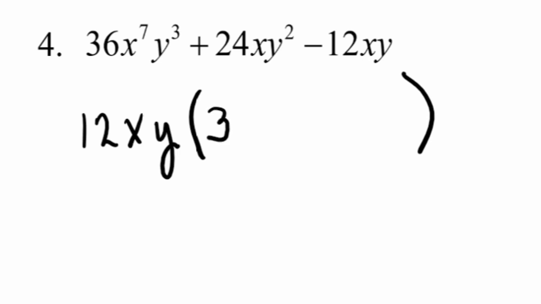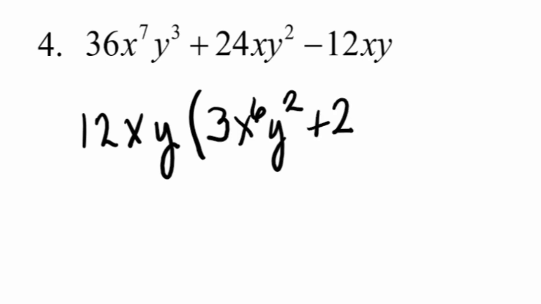We factored out 1x out of the 7 that were there, so we have 6 x's remaining. We factored out 1y out of the 3 y's that were originally in the first term, so we have 2 y's remaining. For our second term, 12 divides into 24 twice, times 2. We've pulled out the x, so no x's are remaining. And we've pulled out 1y out of 2, so we have 1y remaining.